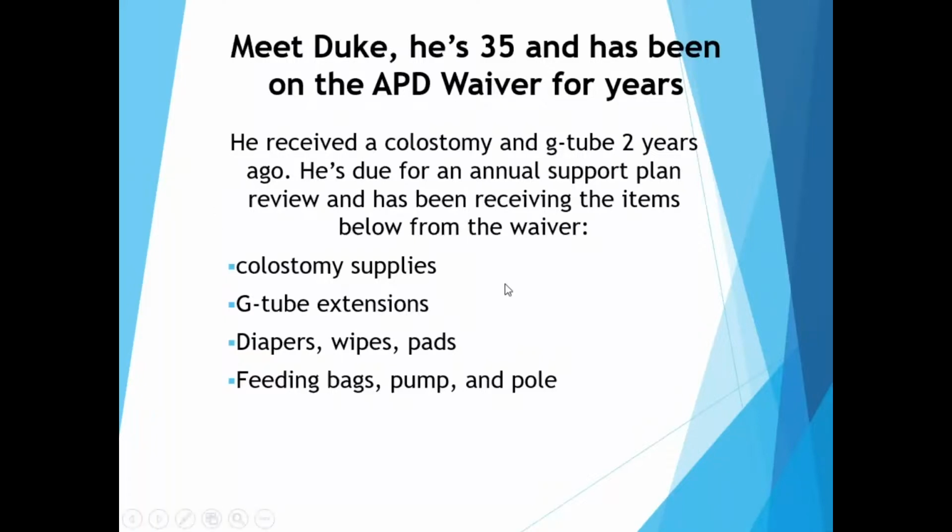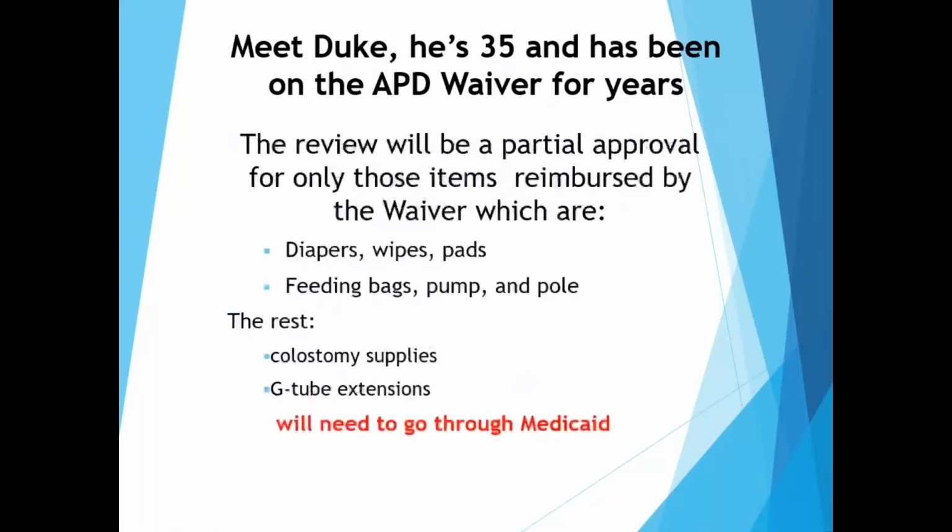Upon review, and at the end of the review, the determination will be that Duke will continue to receive diapers, wipes, pads, his feeding bags, pump, and pole from APD. The rest that APD has been paying for, unfortunately, will need to go through Medicaid state plan. And those are the colostomy supplies and the G-tube extensions.